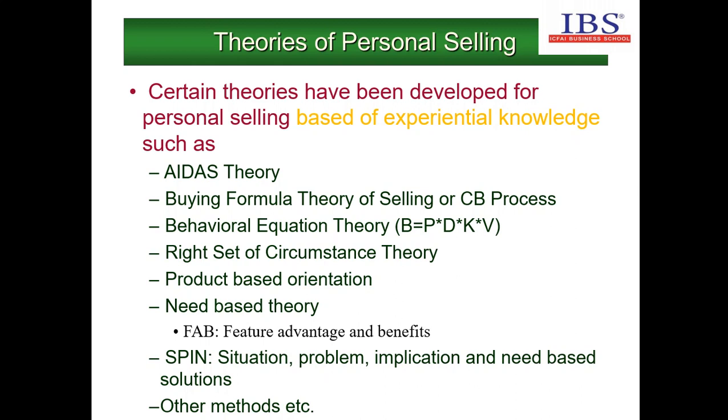The title of this video is theories of personal selling. Certain theories have been developed based upon experiential knowledge. The first one is AIDAS theory, followed by buying formula theory of selling, behavioral equation theory, and right set of circumstances theory. As you can see from my slide, these are multiple theories that you can use to make sure that your customer buys your products and services.